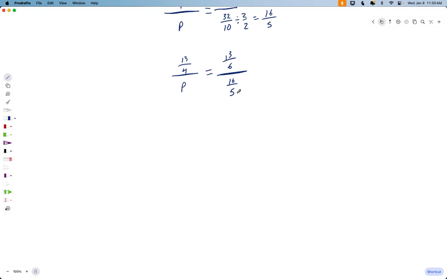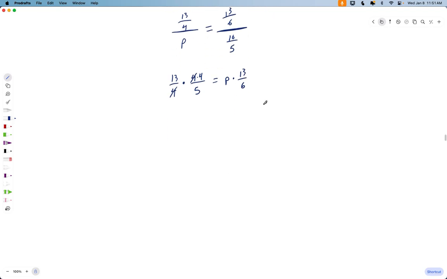So now I do the cross multiplying, and I've got 13 over 4 times 16, and I know 16 is 4 times 4, right? Over 5. So 16 over 5. That allows me to cancel out one of these 4s. Makes my life a whole lot easier. And then I've got p times 13 over 6.